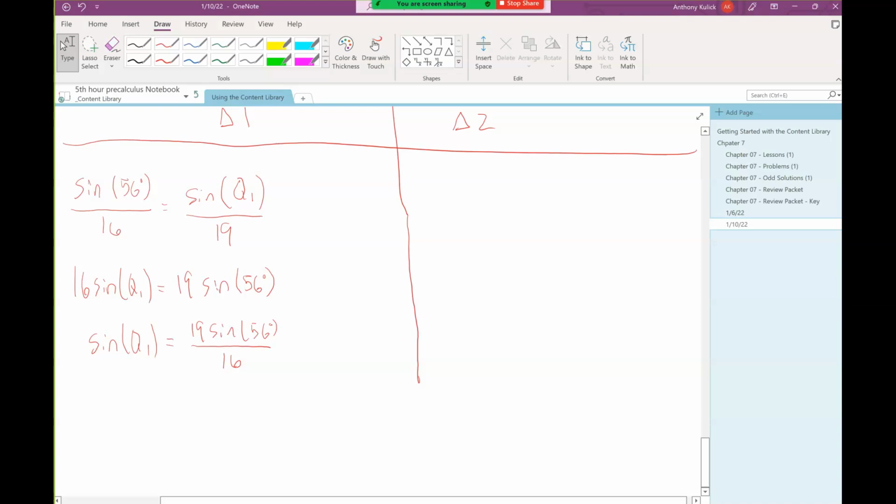And then how do I get rid of the sine out in front of Q1? What cancels that out? Do I divide by sine? No, sine's not a number. It's like an operation. It'd be like trying to divide by a plus sign. That makes no sense. Landon? Yeah, we use sine inverse. Very good. So I do sine inverse to both sides. So the sine and sine inverse cancel out on the left.